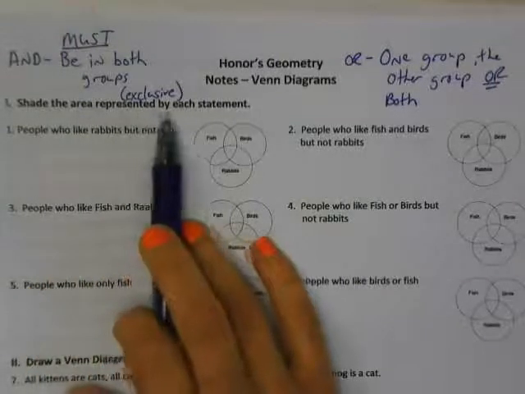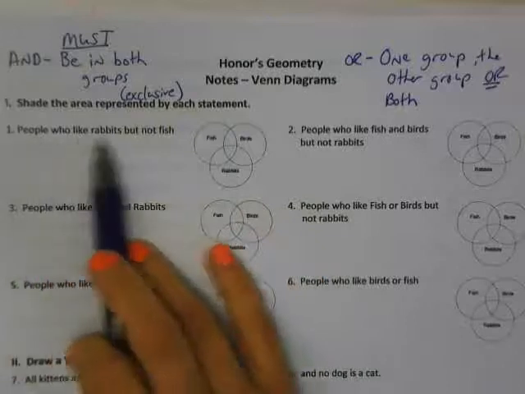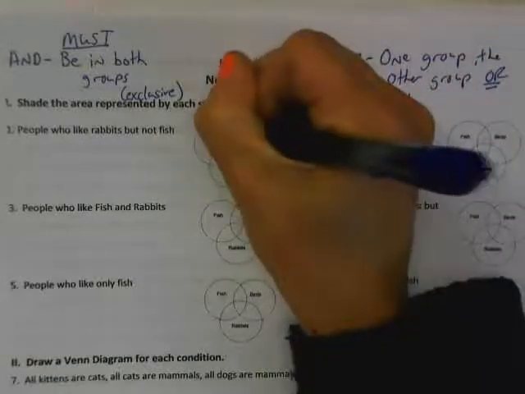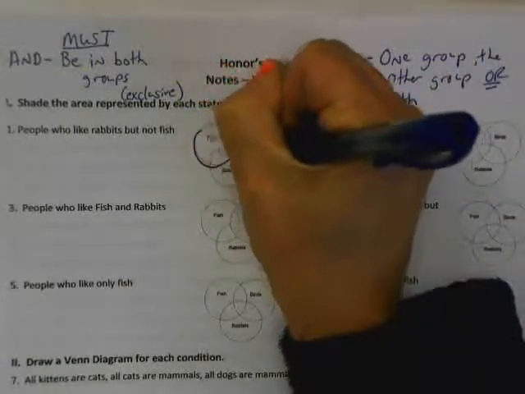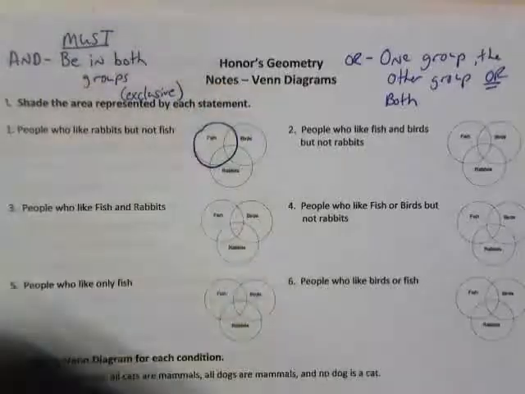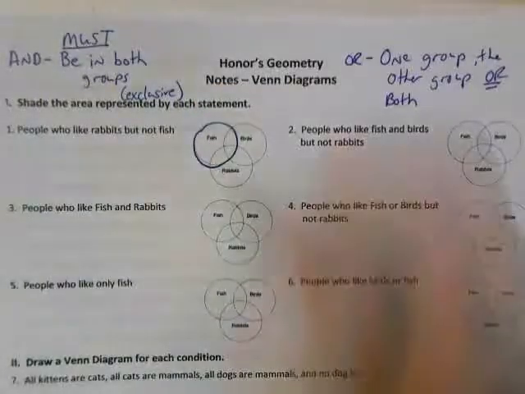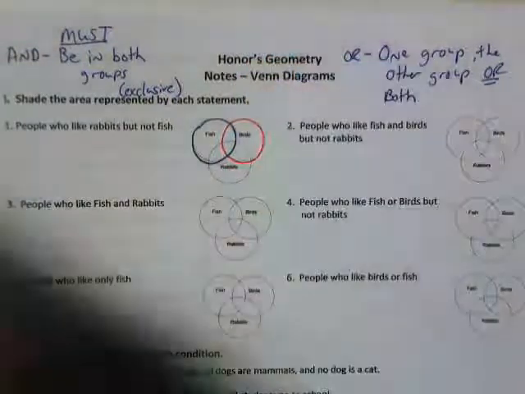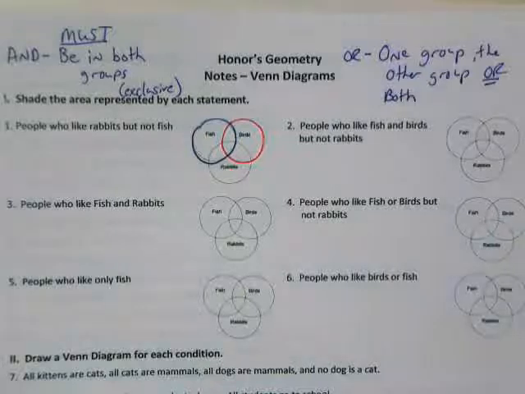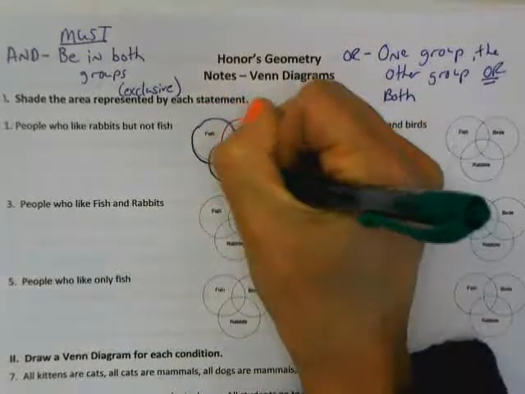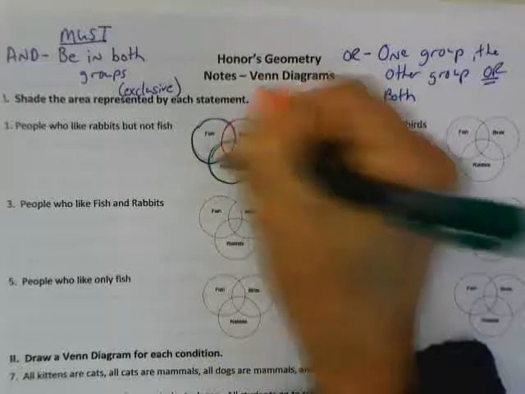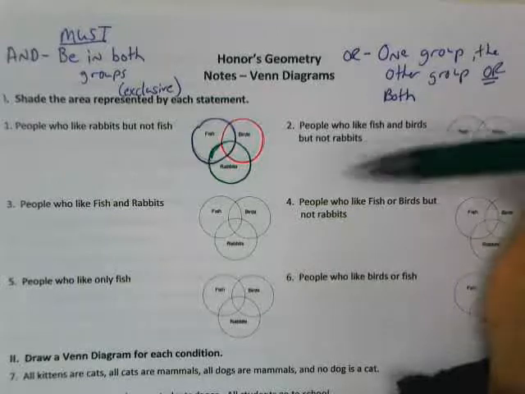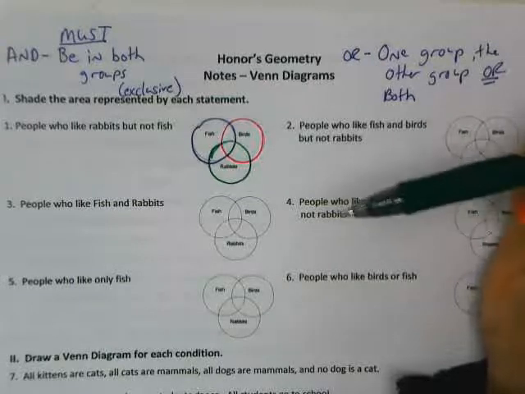Shade the area represented by each statement. People who like rabbits, but not fish. So first of all, do you see that you've got this blue circle of fish? You have this pink circle of birds. And how about we do a green circle? Hopefully you guys can see the green of rabbits. Okay, so we need to be in the green rabbit circle, but not the blue fish circle.